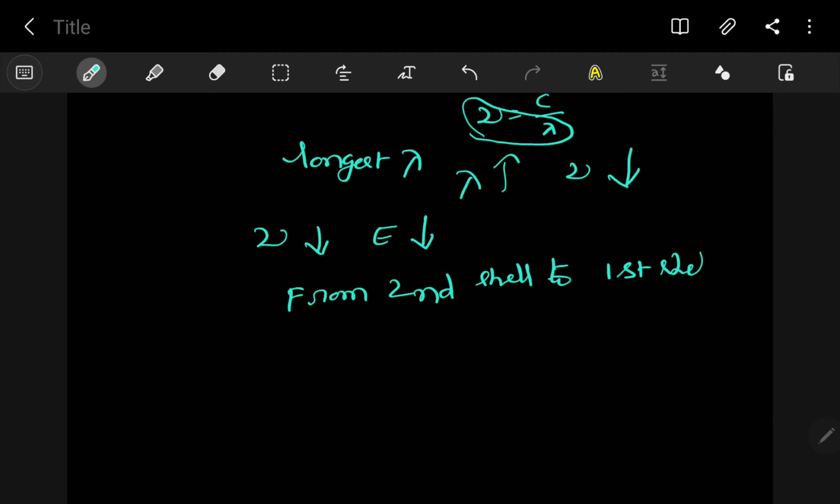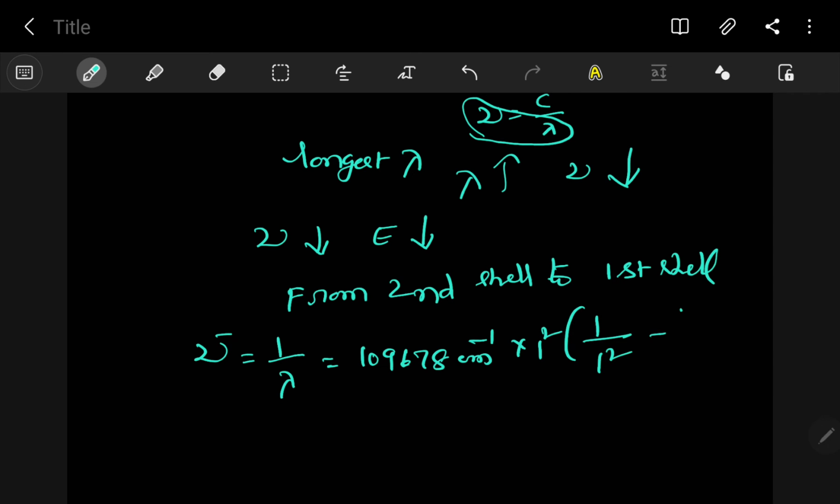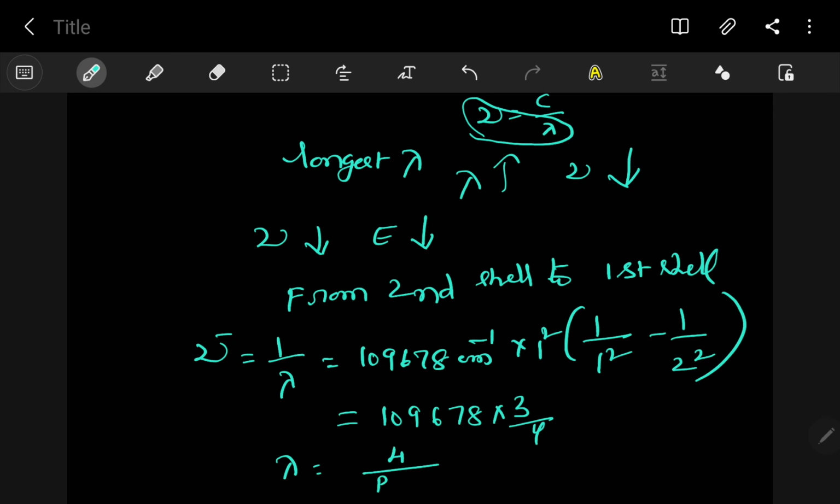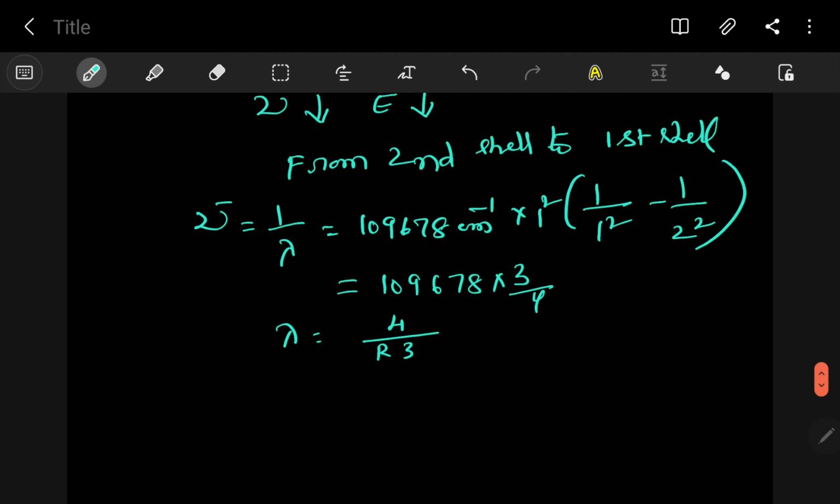So now our formula becomes 1 by lambda is equal to 109,678 centimeter inverse into 1 square into 1 by 1 square minus 1 by 2 square. That is R into 3 by 4, or lambda is equal to 4 by 3R. That is the longest wavelength.